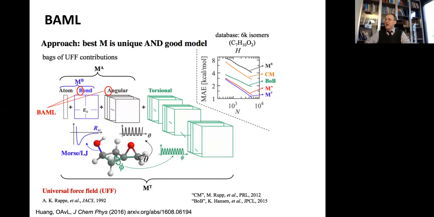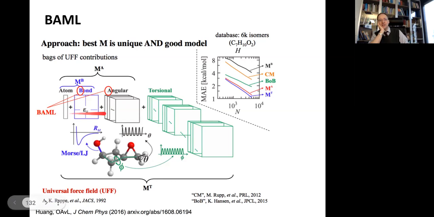So we started to look at the universal force field. This is from 1992, a paper with Bill Goddard III and Andrew Rappé. It's a beautiful paper. It contains all the parameters for the universal force field. In particular, it contains bonds, so two body, which are Morse or Lennard-Jones if non-covalent. Angular is some parabolic kind of potential, and also a torsional potential for the dihedrals. So we have 2, 3, and 4 bodies here. And so we call this the bonds, angles, and so on: BAML, bonds, angles, machine learning.